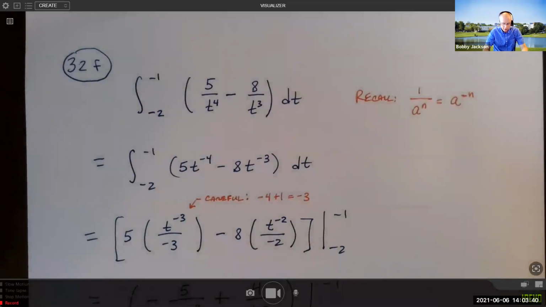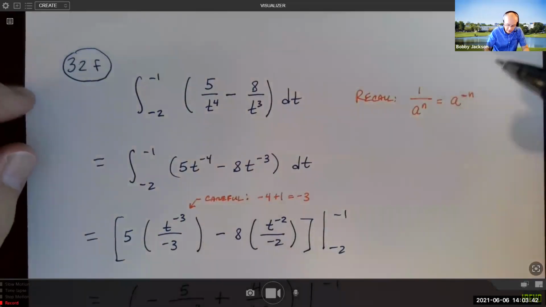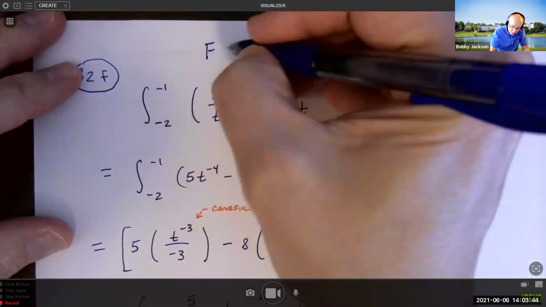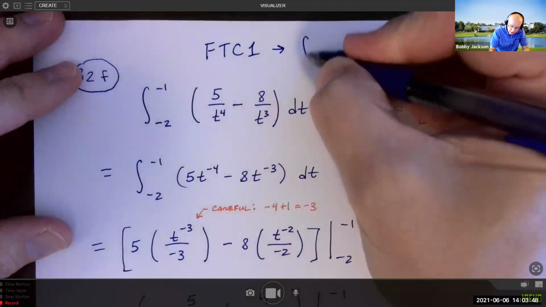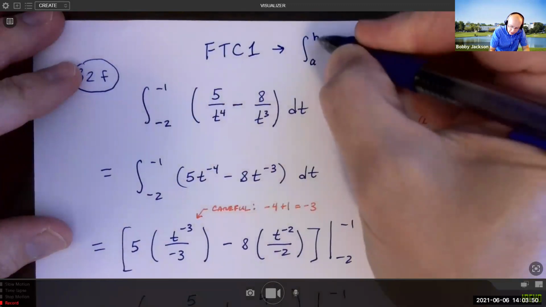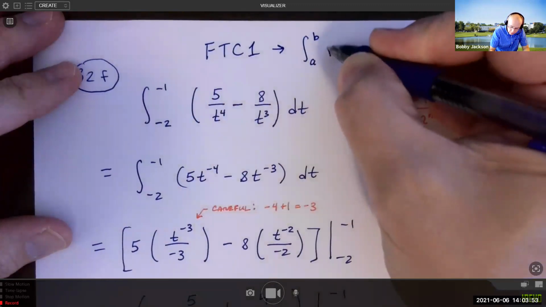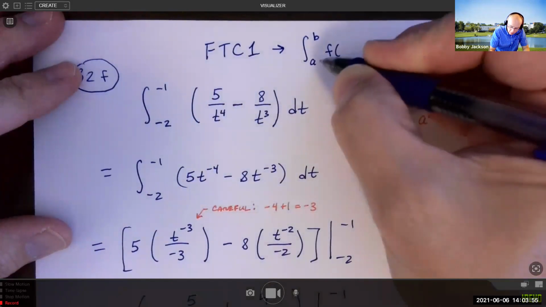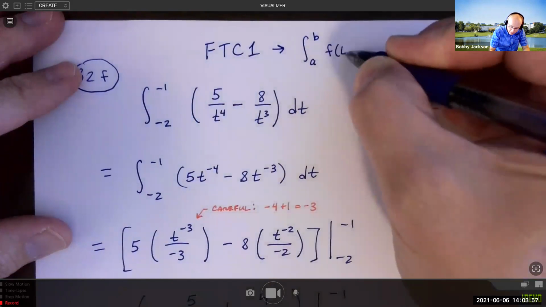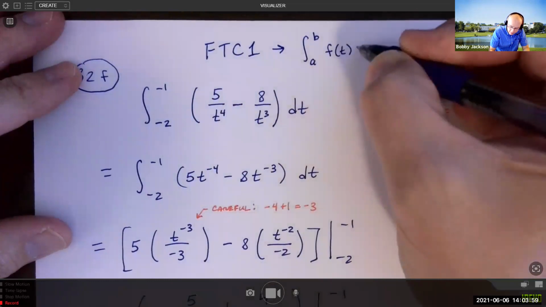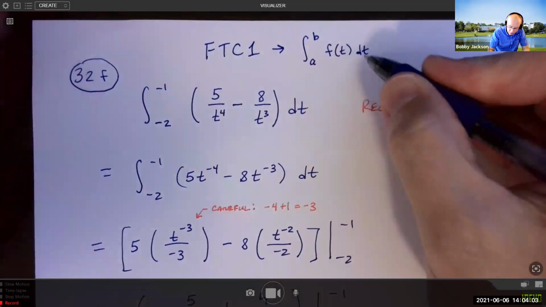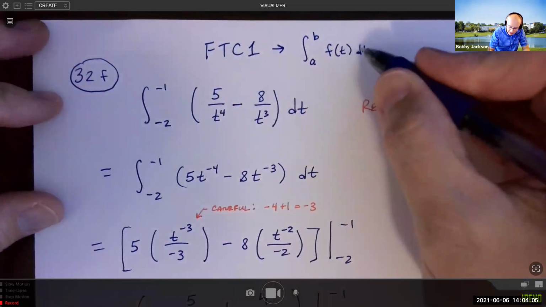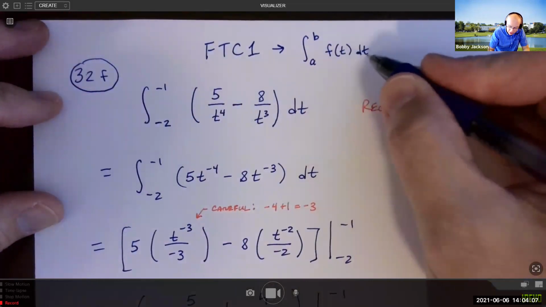Let's look at number 32F here. We're going to use the fundamental theorem of calculus part 1, right? Which says if I'm integrating some function, little f, going from a lower limit of a to an upper limit of b. And of course, f of t is just our dummy variable, if you will. This dt is just telling us that the variable of integration is t.